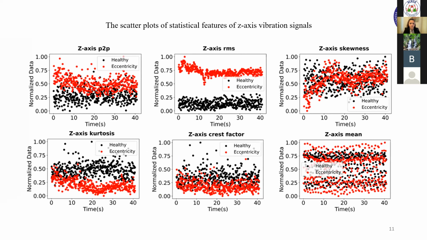The scatter plots of statistical features of z-axis vibration signals. It can be seen that the distribution of each statistical feature is in agreement with the results presented in the box plots. The results show that the statistical features extracted for each axis vibration signal can distinguish a healthy state of the motor from a fault state.